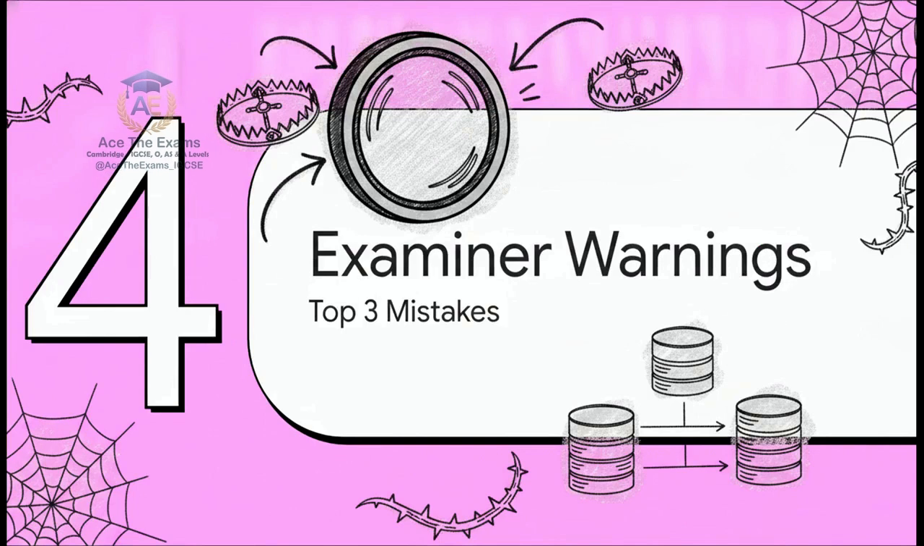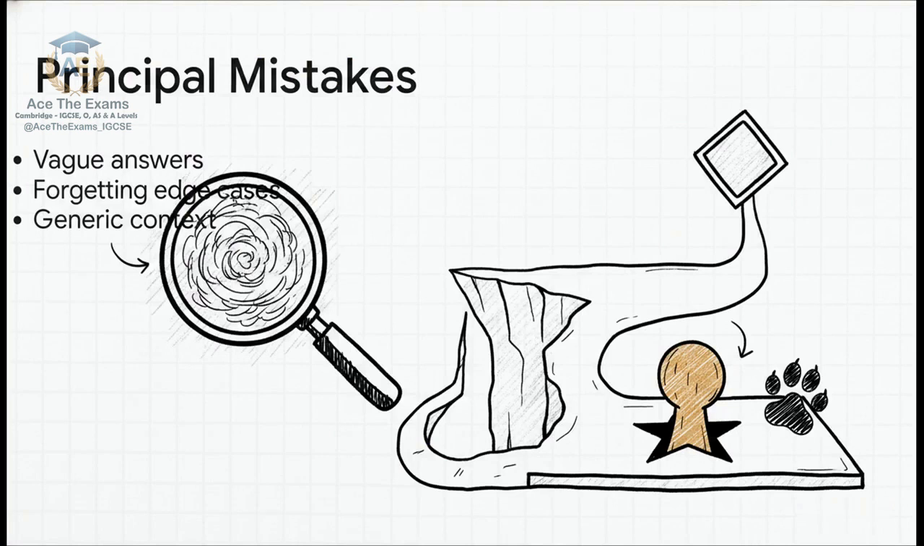We are entering the final phase now. It is time to look directly through the examiner's lens and highlight the absolute worst traps that destroy otherwise perfect answers. We have come through years of principal examiner reports to find the top 3 mistakes. Students who avoid these see massive score jumps. Mistake number 1 is vagueness, writing "they are linked" instead of "they are linked via a foreign key constraint." You have to use the technical vocabulary.